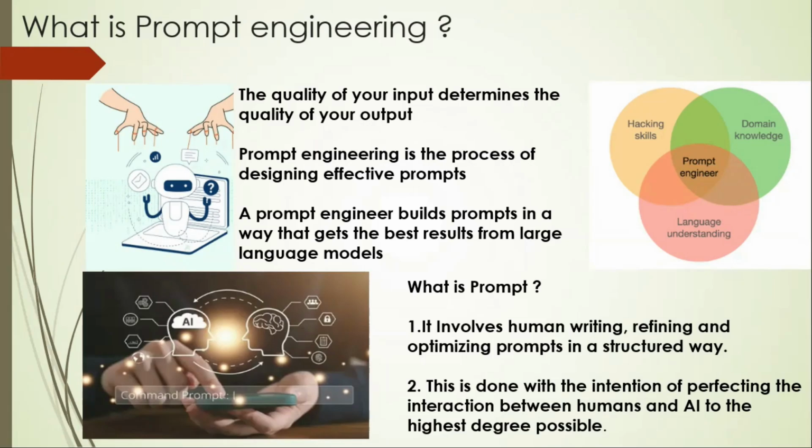So that means if you give wrong input, your output will be wrong, even in the case of a trained dog. Similarly, in the case of the machine also, if the quality of your input is wrong, like you want to get a code in Python and you ask the machine to generate a code in C, it will not give you the right answer. So the quality of your input determines the quality of your output.